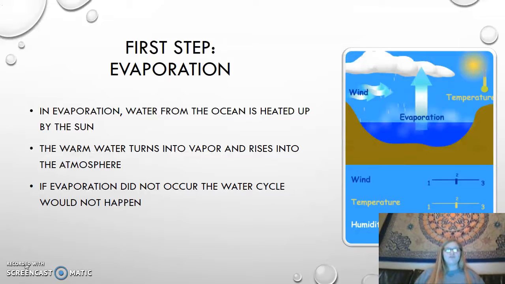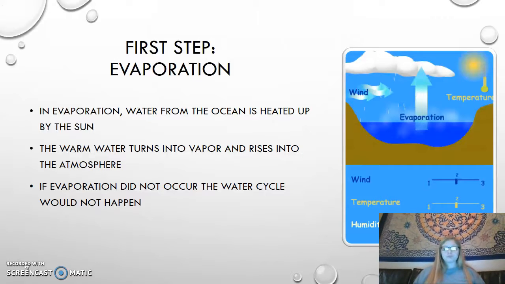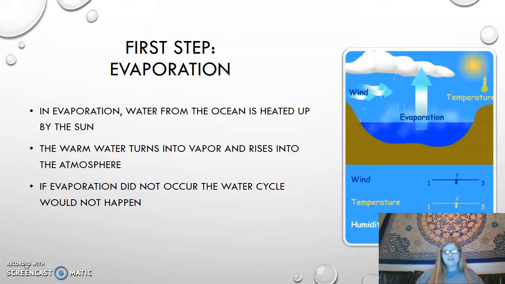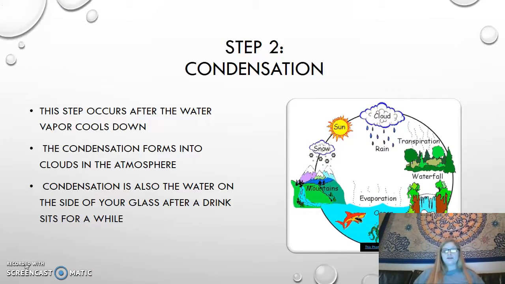Okay, so the first step is evaporation. The water from the ocean is heated up by the sun. This forms steam, which turns into vapor, and it rises into the atmosphere. If evaporation did not occur, the water cycle would not happen, because that's how the clouds form and that starts the whole process.